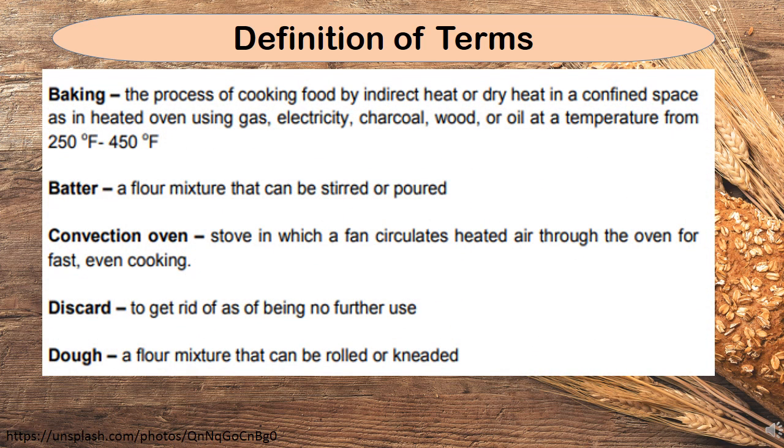Definition of terms. Baking. The process of cooking food by indirect heat or dry heat in a confined space, as in a heated oven using gas, electricity, charcoal, wood, or oil at a temperature from 250 Fahrenheit to 450 Fahrenheit.